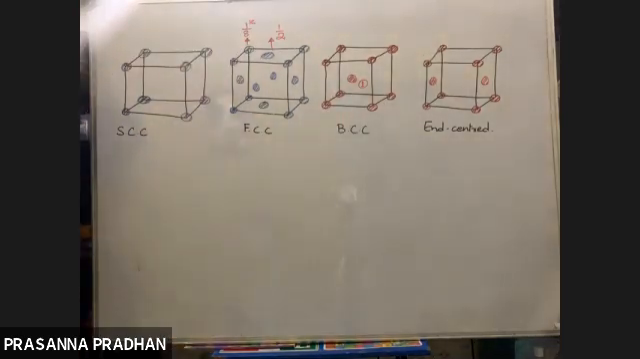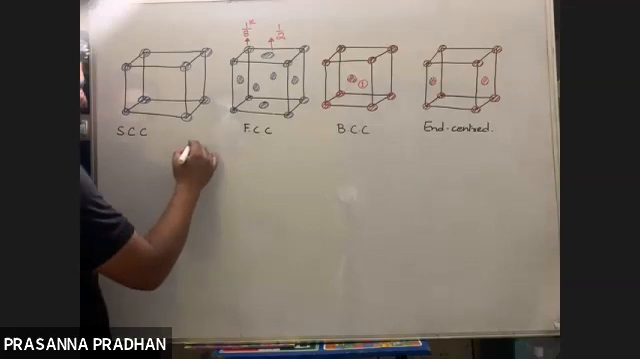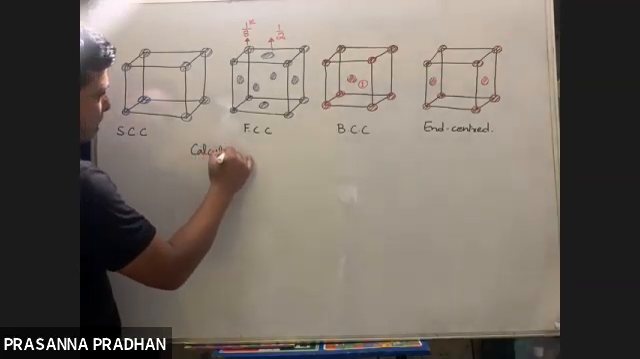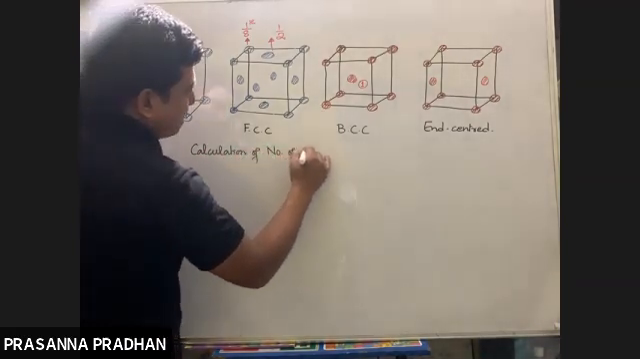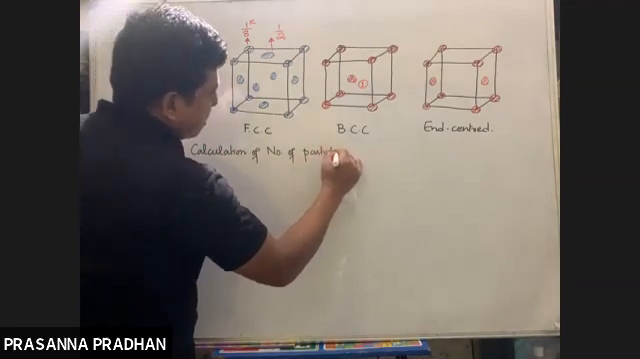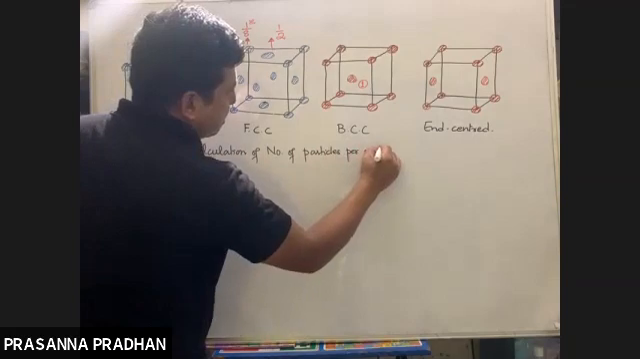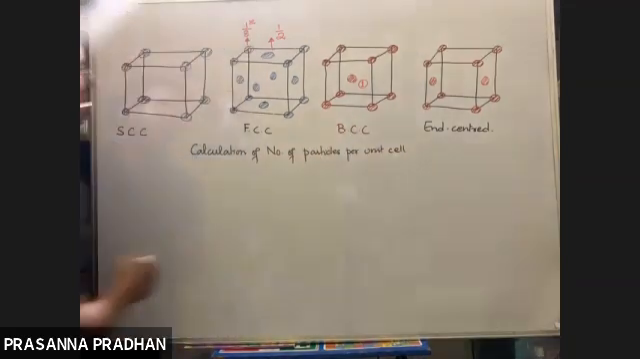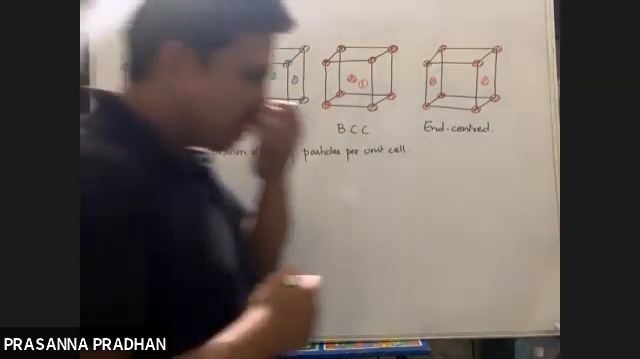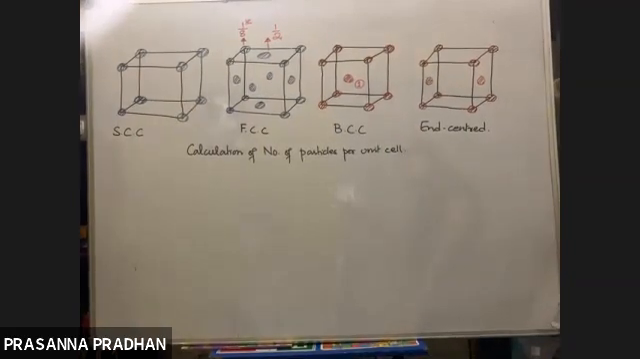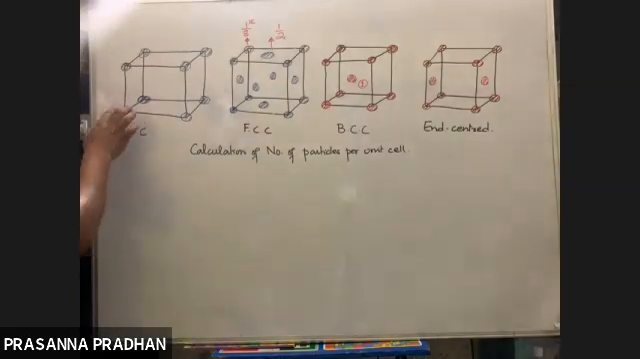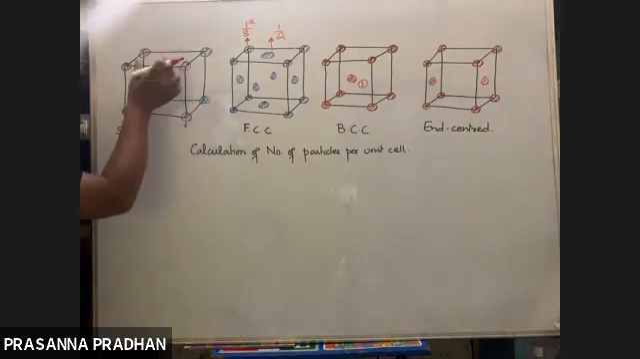Okay. So now the next vital topic is going to be the calculation of number of particles per unit cell. Now, look, in a layman's way, we will do it the hard way. What is the contribution of each of these particles? What fraction of this will belong to a unit cell?